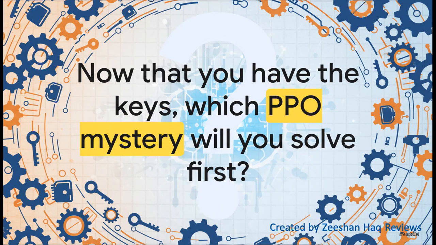So you see, that black box isn't so black after all. It's just a machine running on pure logic, and now you have the keys to understand that logic. The next time a PPO looks a little weird, you'll know exactly where to start digging. The only real question left is, which mystery are you going to solve first?